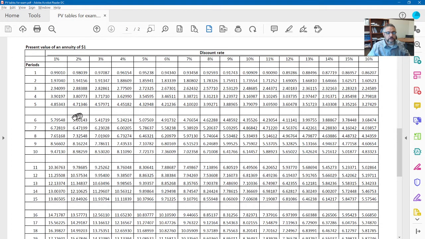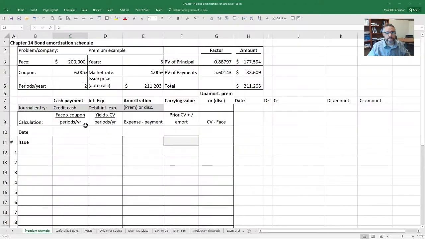And our present value factor is 5.60143. So we take our $6,000 payments times 5.60143. The present value of our interest payments by themselves is 33,609. Add that together, you get 211,203.